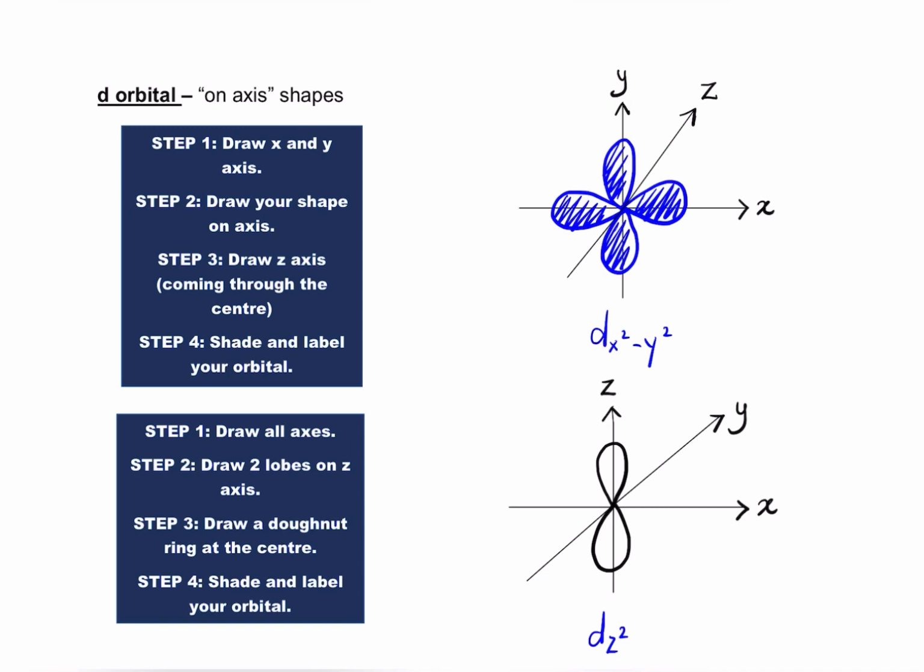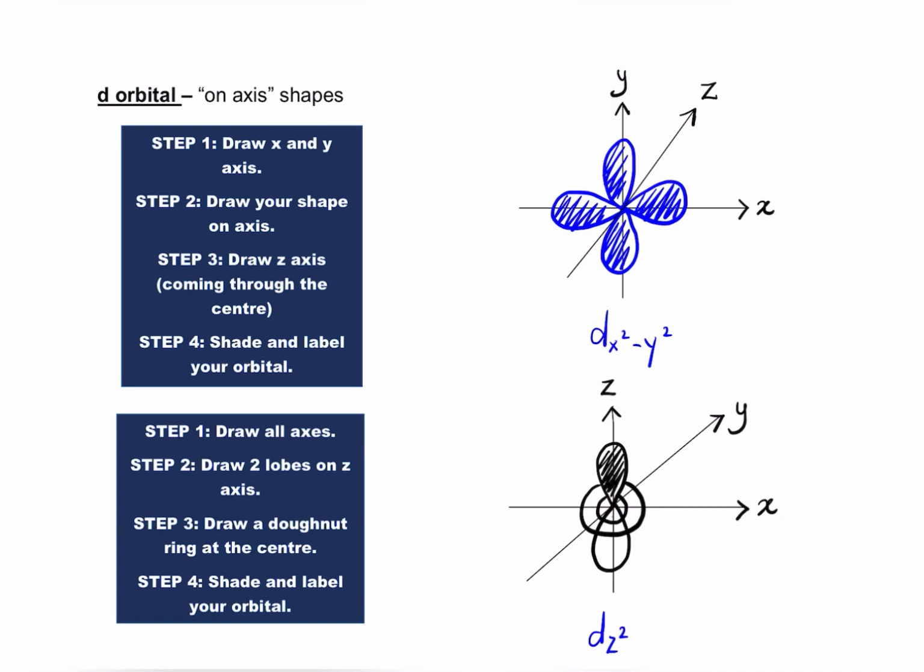After that, step 3, you have to draw a donut ring at the center. So this is the center. We are going to draw the donut ring. How to draw the donut ring? We are going to start like this one, and another ring from here. So you can see these 2 loops combined together make up the donut ring shape around the center of the nucleus. So last step, don't forget to shade and label my orbital. I had labeled already. So I'm going to shade my orbital.